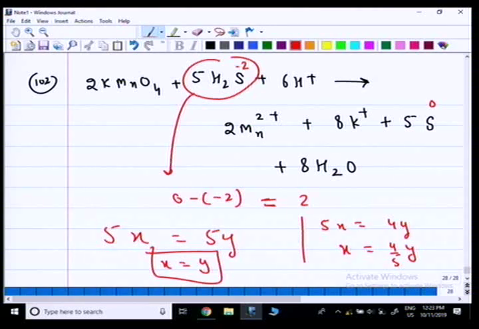Question number 102. Shillong, I'm saying this one: both have 5 moles. That's why the answer will be 2. Is it clear to you, Shillong? Okay, what's the confusion?